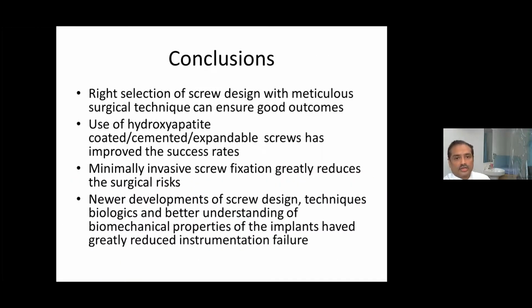So to conclude, the right selection of the screw design and the technique is very important for the success in these patients. Newer screw designs and techniques like hydroxyapatite-coated screws, cemented screws, and expandable screws have greatly improved the success in these patients. And minimally invasive techniques can be used with less surgical risk, especially when somebody has a lot of surgical risk, as it can reduce the surgical time. So with further developments of biologics and a better understanding of the biomechanical properties of implants, hopefully in future we can further reduce instrumentation failure in these patients. Thank you.